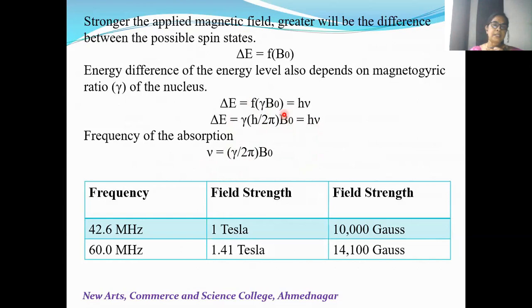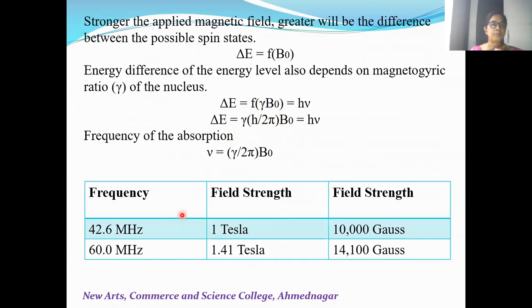So if I keep B0 constant and gamma is changed, gamma is changed means what? The nucleus is changed. Then what will happen? The energy is going to change. Or if I keep gamma constant and I vary the B0, the energy is also going to change. But if both of these are kept constant, then we'll have a certain or definite value. Or if I'm changing these things, it will be a multiple of h into 2 pi. That's why we call it quantized. It is having a definite frequency.